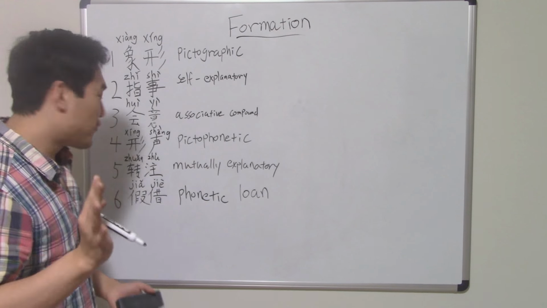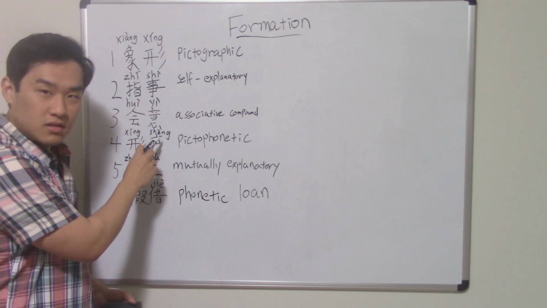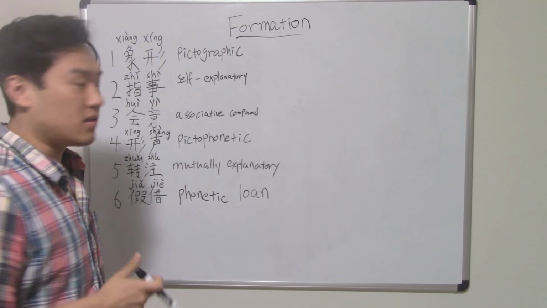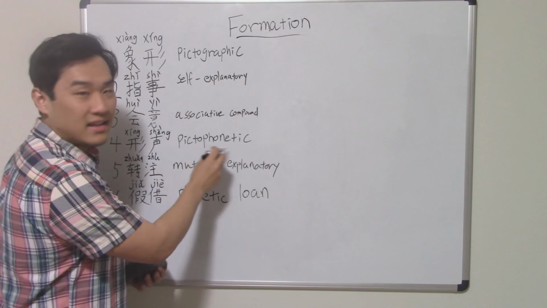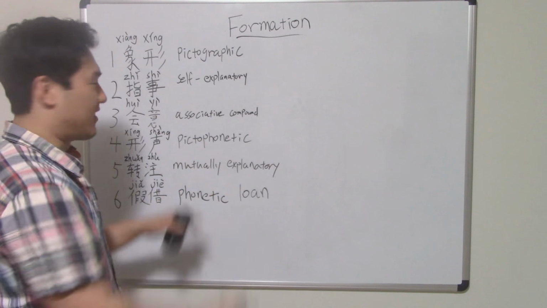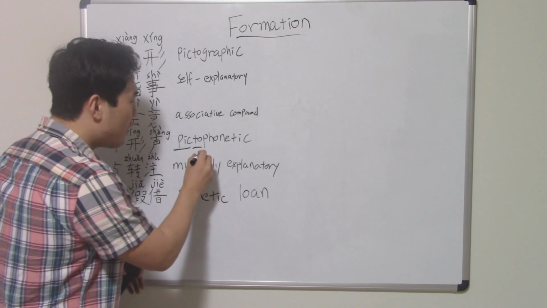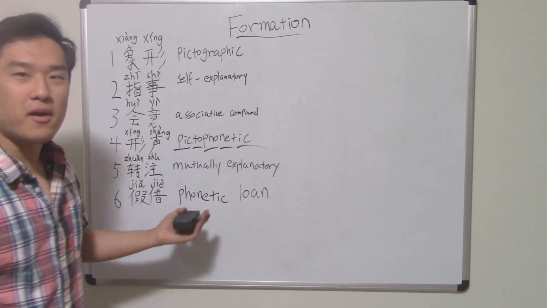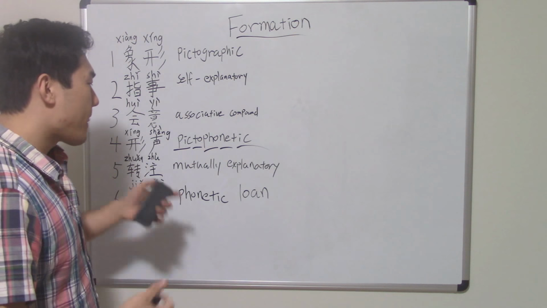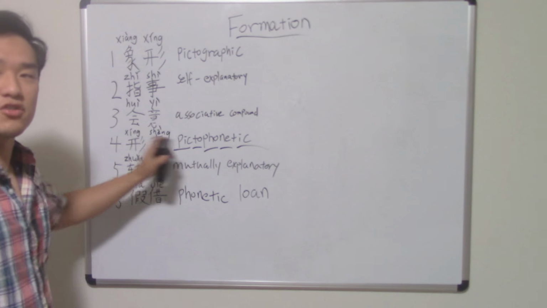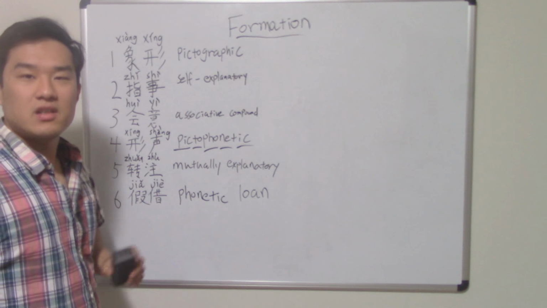The fourth way here is called 形声. Make sure you practice your pinyin if you haven't, because that's important. It's pictophonetic. I cannot even say this word. Just see how long it is, pictophonetic, 4 parts. That's why I think, as far as pronunciation goes, Chinese is pretty easy compared to English. 形声. So, what does 形声 mean?